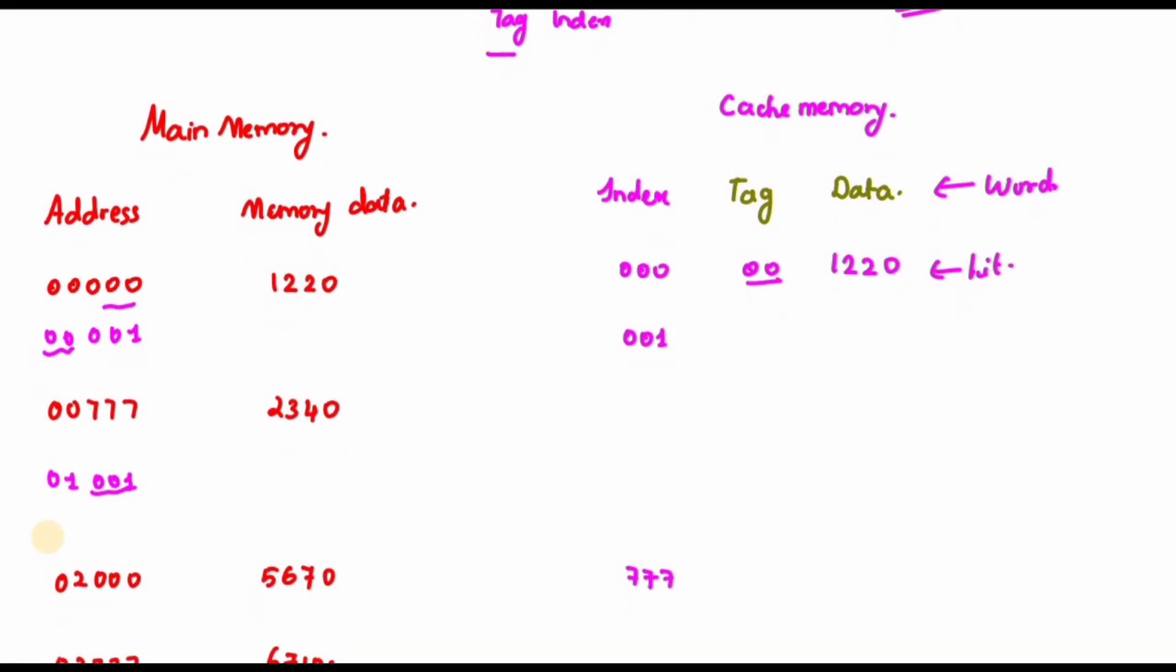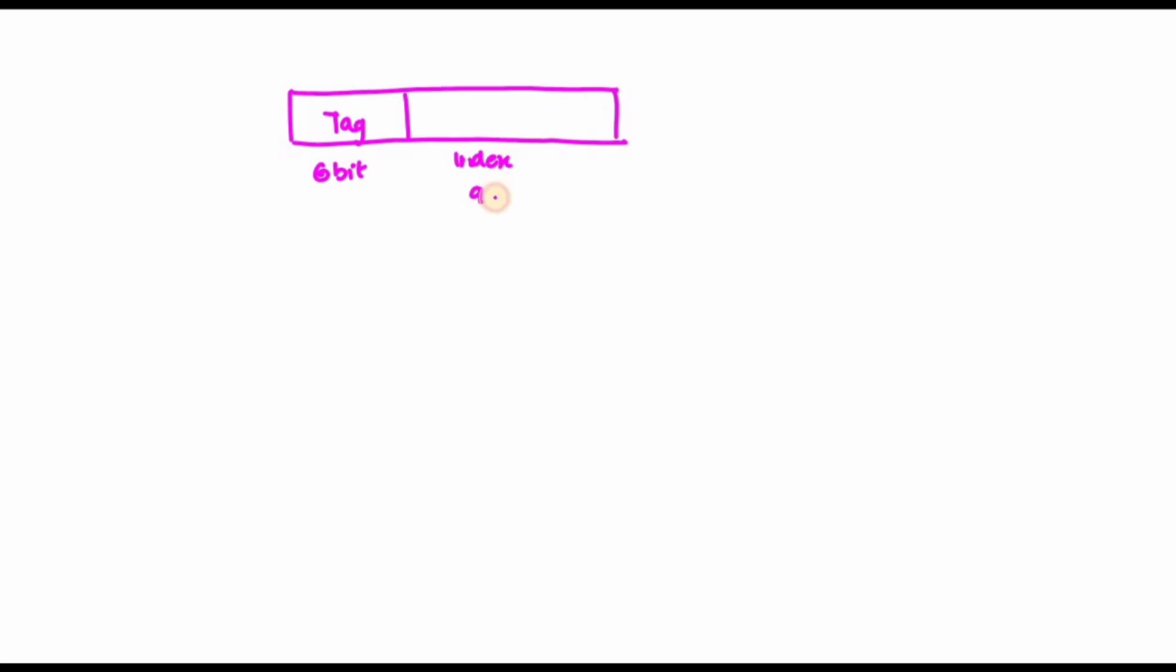So therefore, what I'm going to do is, I'm going to again split this. This is my tag, right? The tag is 6 bit, and index is 9 bits, right? So I am going to divide this index bit again into block and word. Okay, so block is of 6 bit and word is of 3 bits.